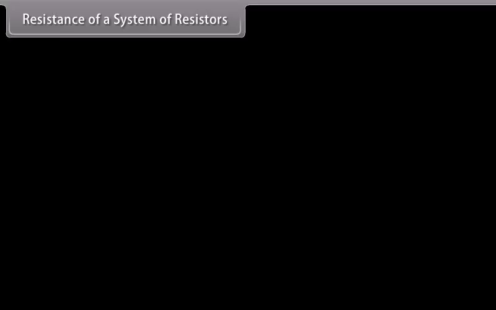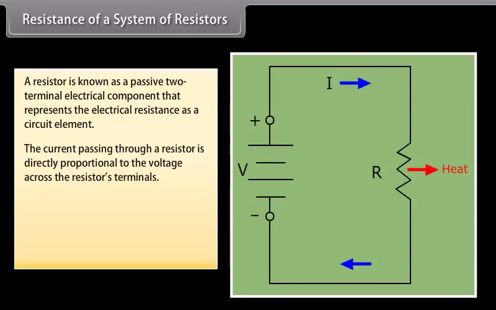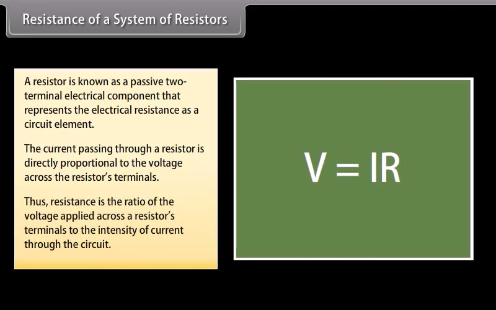Resistance of a system of resistors. A resistor is known as a passive two-terminal electrical component that represents the electrical resistance as a circuit element. The current passing through a resistor is directly proportional to the voltage across the resistor's terminals. Thus, resistance is the ratio of the voltage applied across a resistor's terminals to the intensity of current through the circuit.